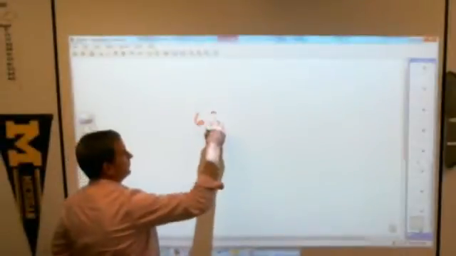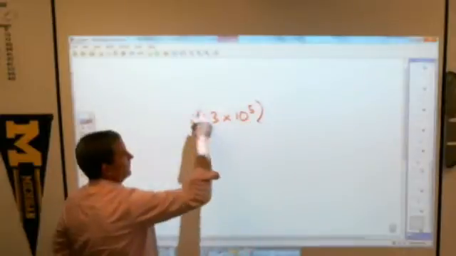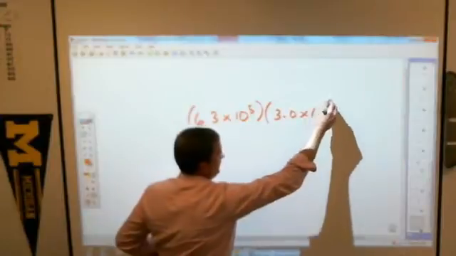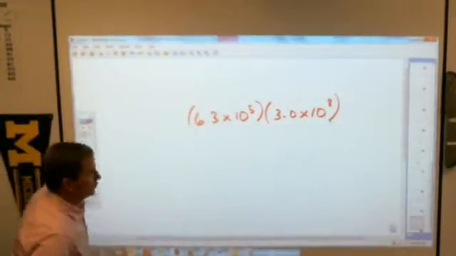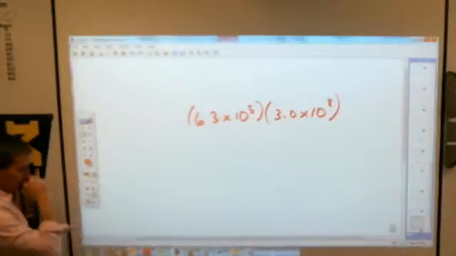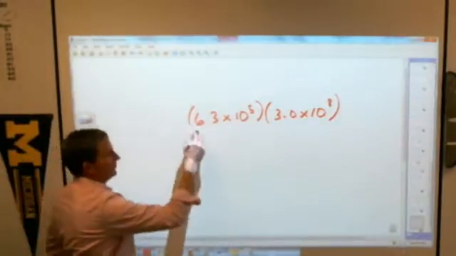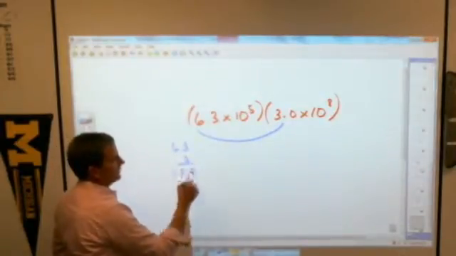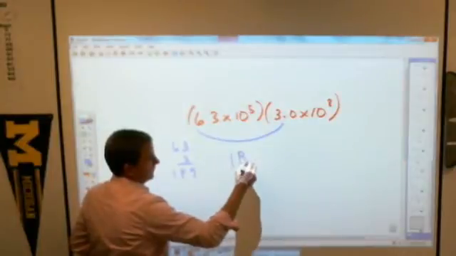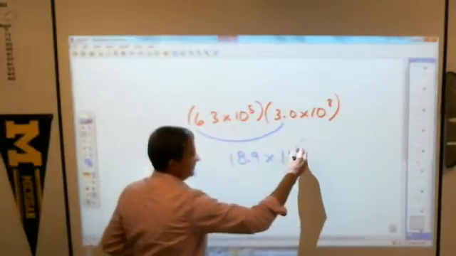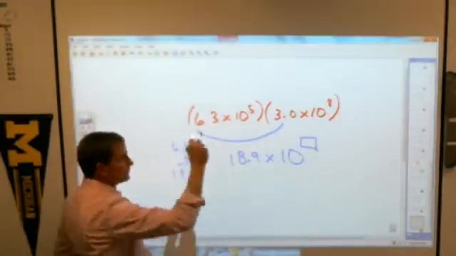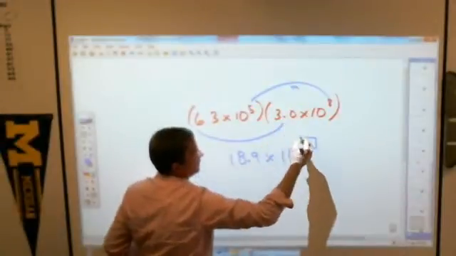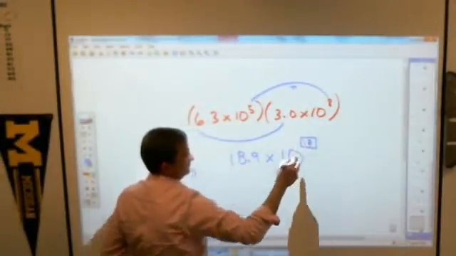If you have 6.3 times 10 to the 5th, and you're multiplying that by 3.0 times 10 to the 8th power, do you remember the rules to this? Yes. Good. You multiply the two left ones. We probably did it this year, right? 6.3 times 3, you get 18.9. Times 10, how do I know what the exponent of 10 is? You add them together. Right. When you multiply bases together, you add exponents together. So 8 plus 5 is 13.